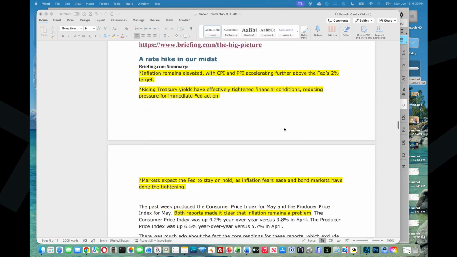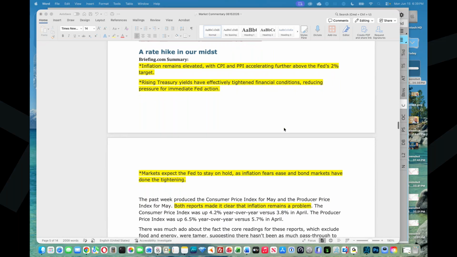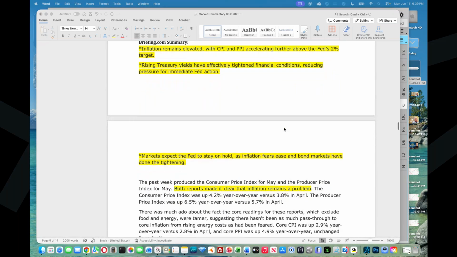Briefing.com: inflation remains elevated. CPI and PPI further accelerated above the Fed's 2% target. Rising Treasury yields have effectively tightened financial conditions, reducing pressure for an immediate Fed reaction, right? What they're saying is that the bond market has already priced in rate increases, so they're already tightening the yield curve for the Fed. They're anticipating it, and their anticipation takes some pressure off the Fed to actually make its decision.